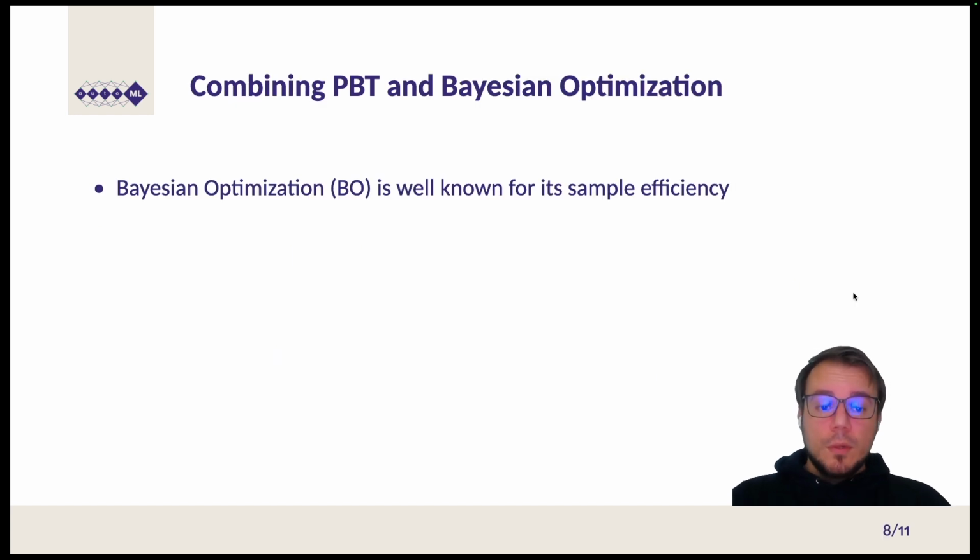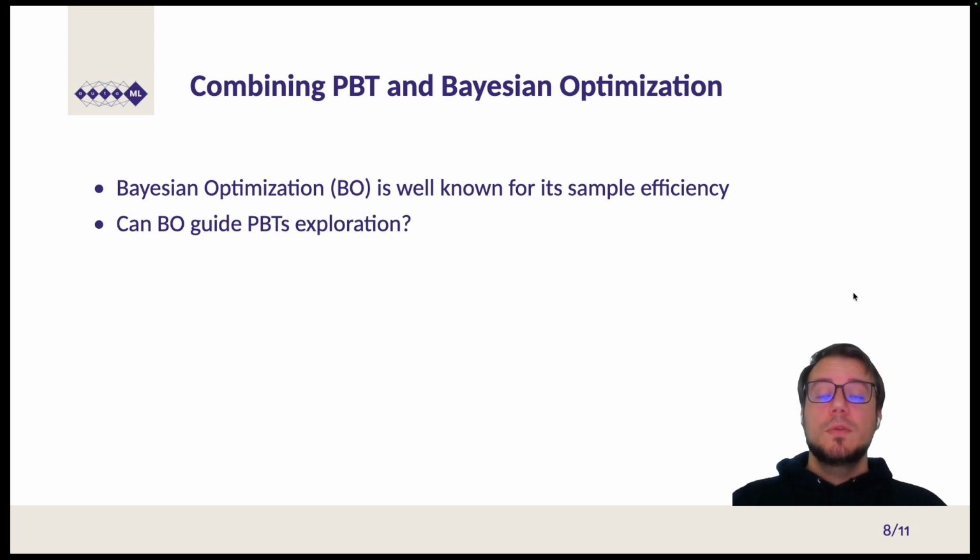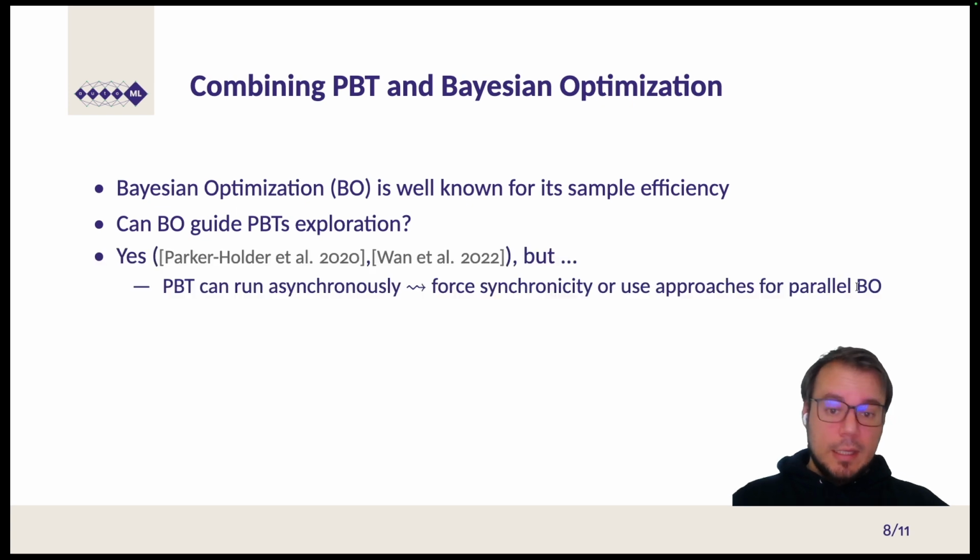Now, we know that BO is very sample efficient. So the question is, can we make use of BO's power to guide the exploration in PBT? Luckily, the answer is yes. So we have seen multiple instantiations of that already. But we have to make sure that we take care of a few issues.